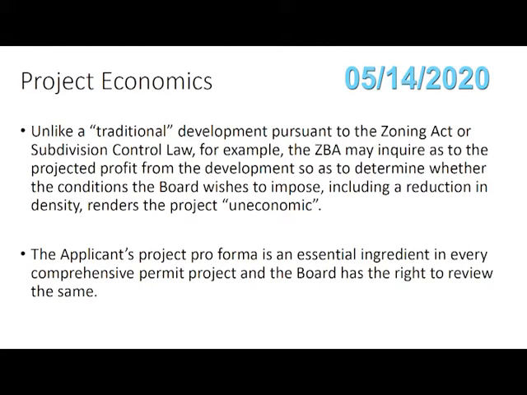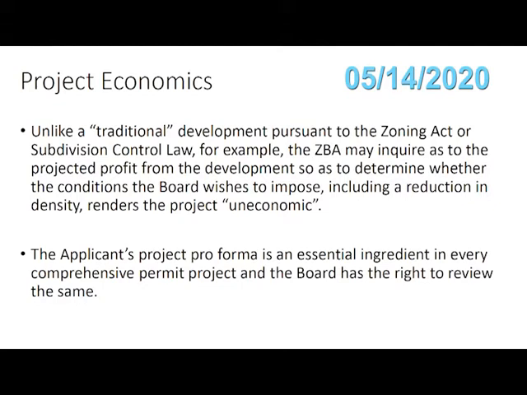What the Board of Appeals cannot do is require the developer to reduce density until after the board has vetted the project in its entirety. But that does not mean the Board of Appeals cannot require and send out for peer review, which we're going to talk about in just a moment, the developer's pro forma. Without a pro forma, the Board of Appeals is driving with their eyes closed.